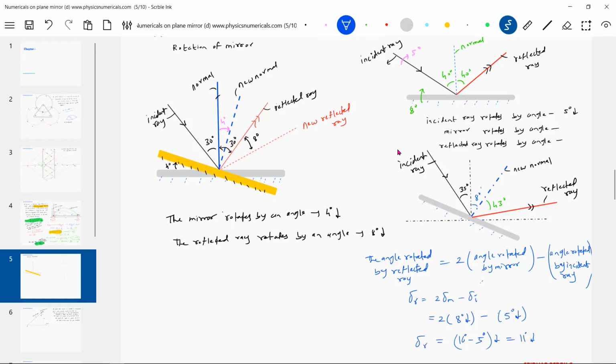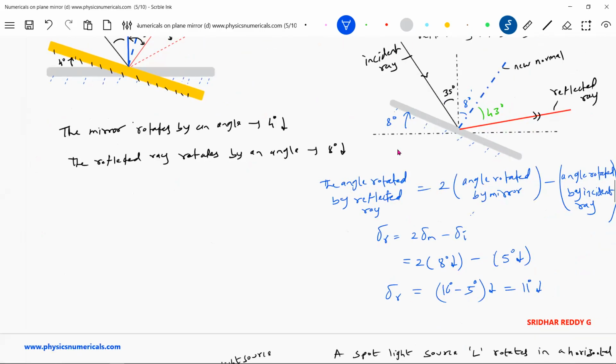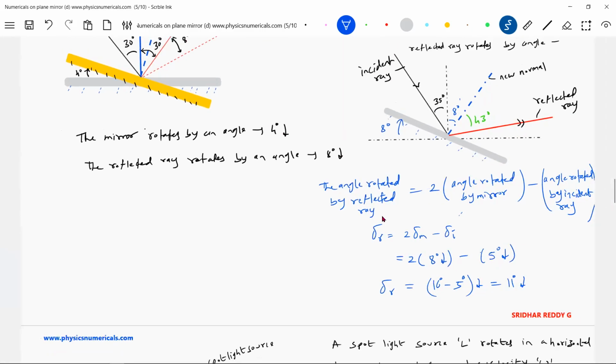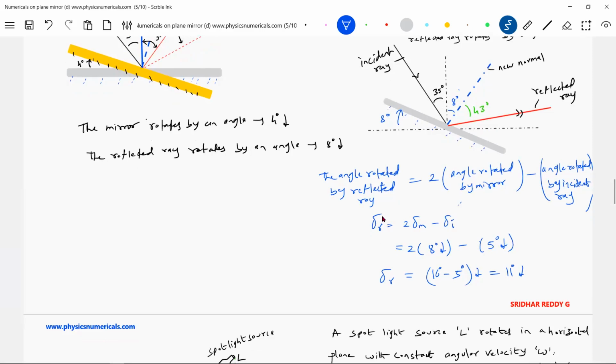Justify it. So what is this 11 degrees clockwise? It is the angle through which the reflected ray gets rotated. Even the mirror also will be rotated. You have to be careful. Let me take one more problem later on this.